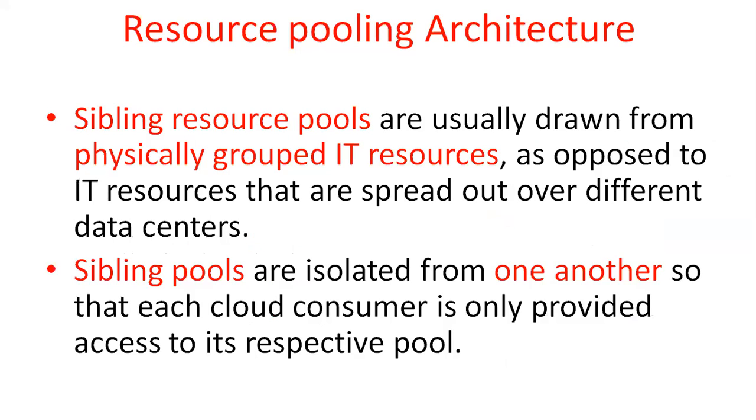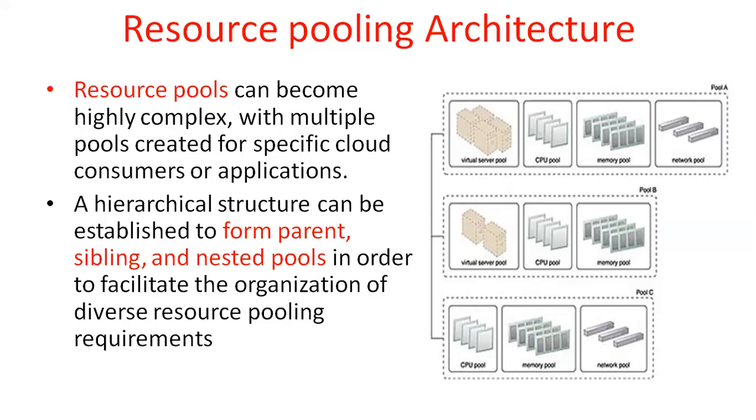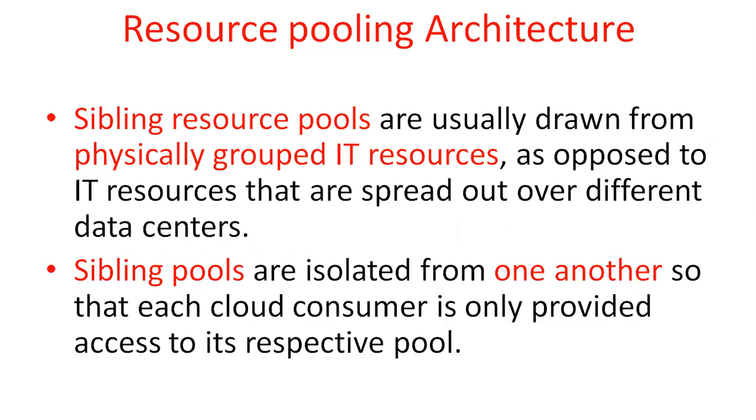Here, sibling. What is a sibling here? Sibling in the sense of some connectivity to the root. That means, for example, your brother is a sibling of you. The sibling resource pools are usually drawn from the physically grouped IT resources, as opposed to resources that are spread out over different data centers. The sibling pools are isolated from one another. That means if any one sibling fails, it cannot affect the other sibling.